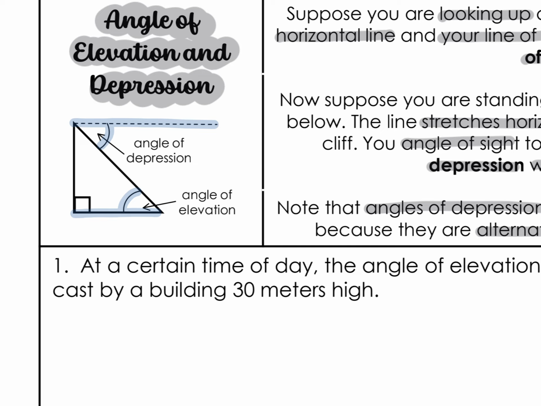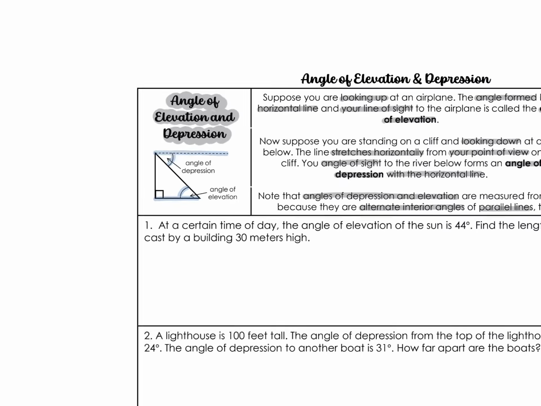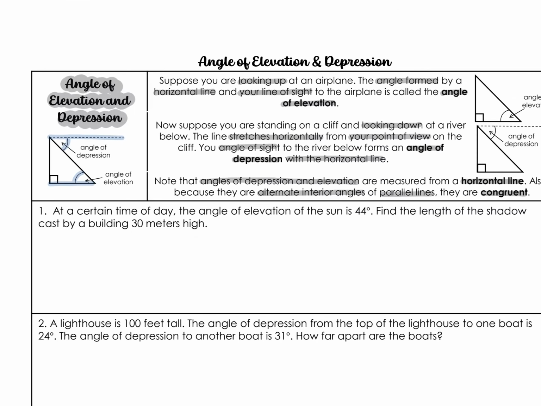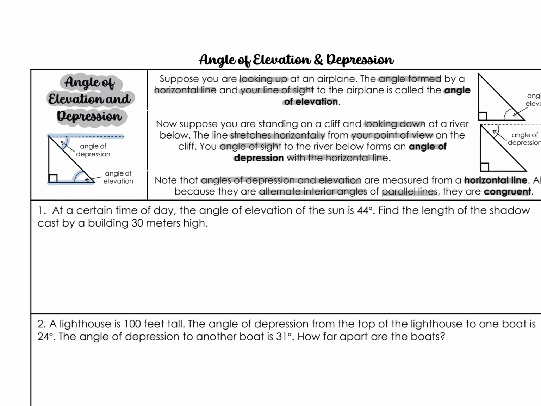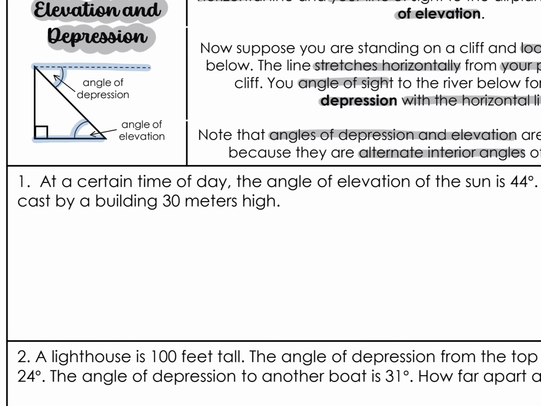All right, so let's look at our 4 problems for this lesson. We have: at a certain time of day, the angle of elevation of the sun is 44 degrees. What I like to do to start these problems is draw a right triangle, because we'll always be dealing with right triangles. So I'm going to start with that. It's not perfect, but you get the idea. They did tell me my angle of elevation, so looking upward, is 44 degrees.